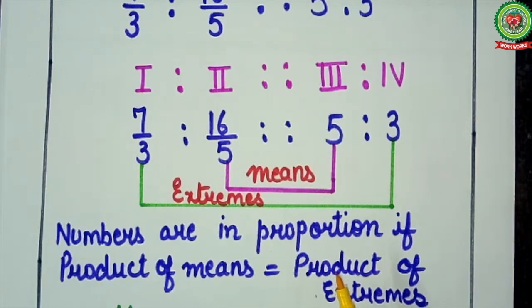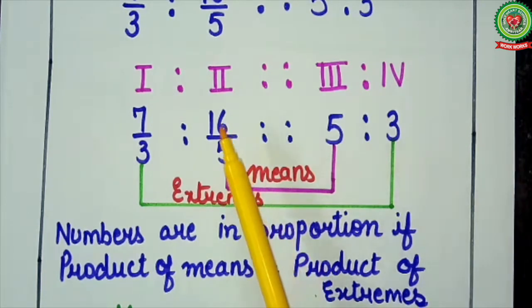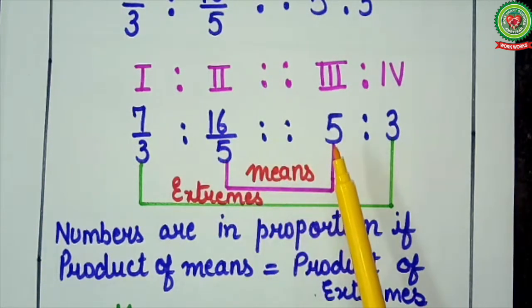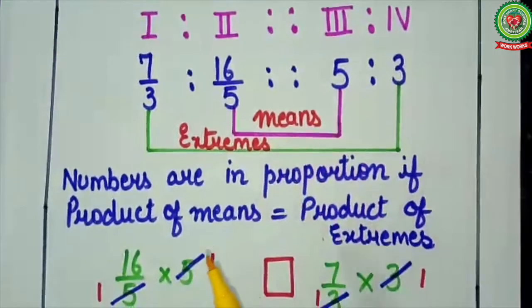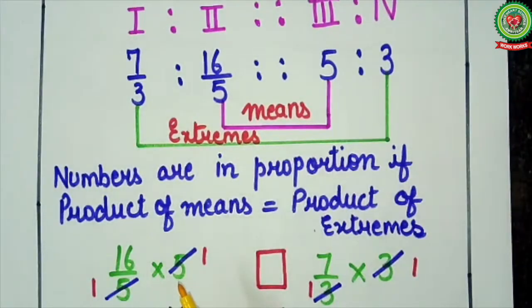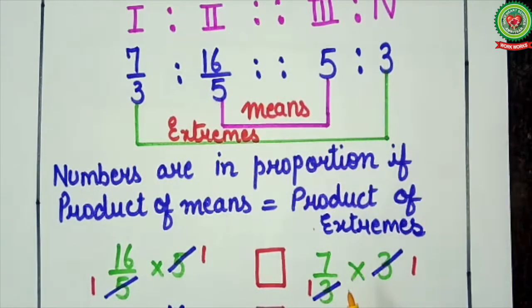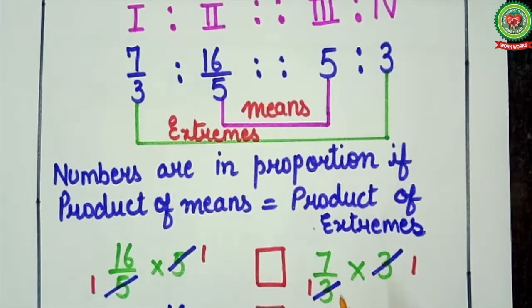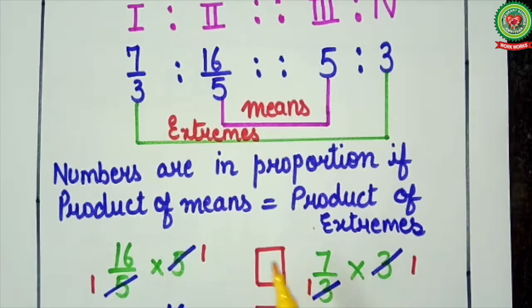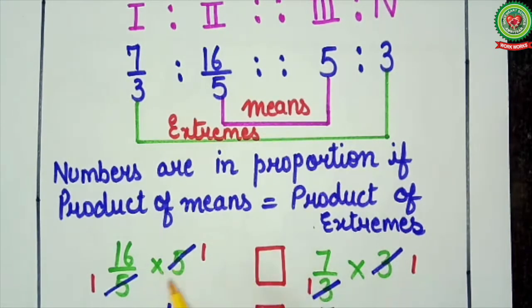What is the meaning of product? Multiply. Now what are the means? 16 upon 5 multiply 5. Put the values. And what are extremes? 7 upon 3 multiply 3. Next step, do the cutting. And we have put a box in between left side and right side. Why? As we know, we are checking whether both sides are equal or not.